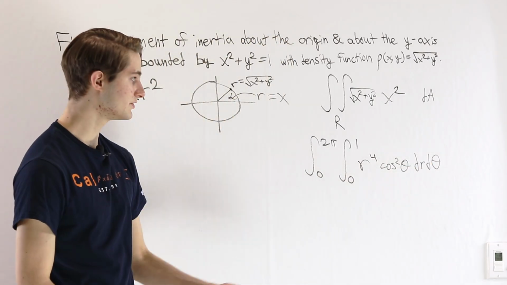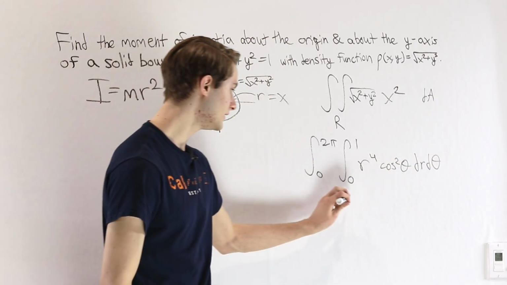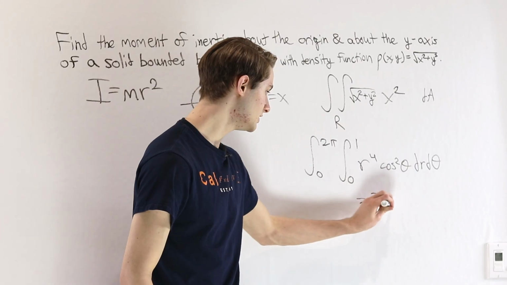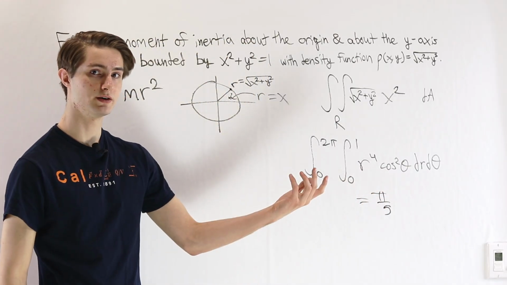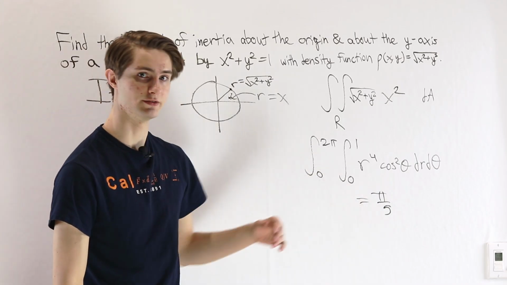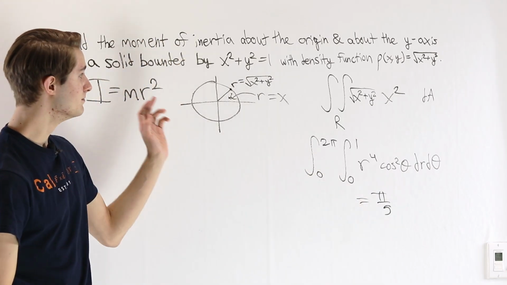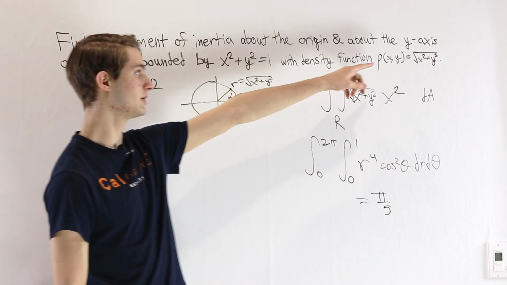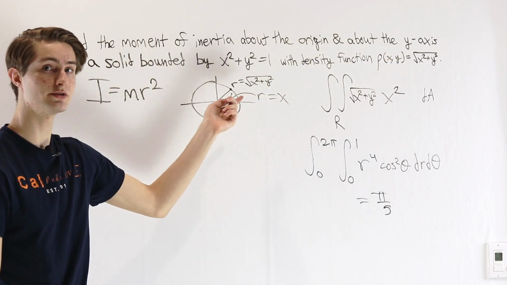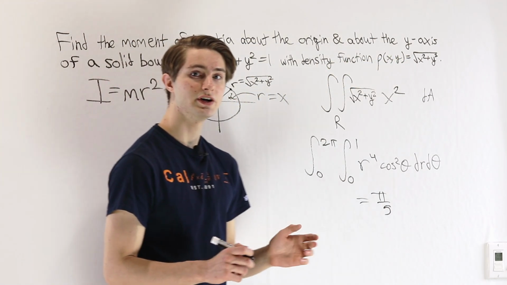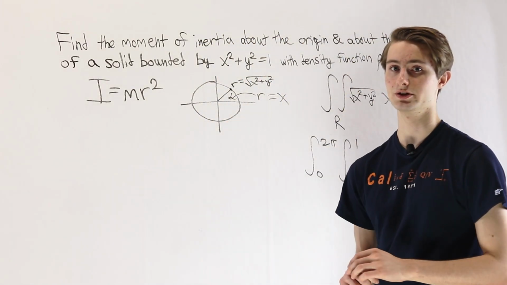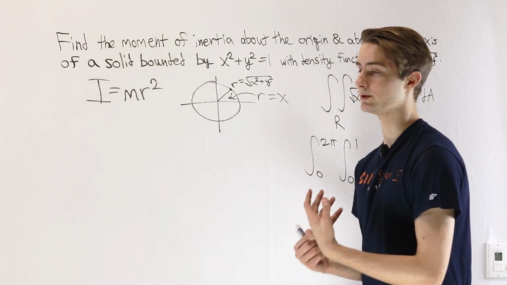And I'm not going to go through the steps of this integral in the video here, but this value is actually equal to pi over 5. So we see that before we got 2 pi over 5, this time we got 1 pi over 5. And that means that our moment of inertia is different about the y-axis than it is about the origin because of our different notion of distance. So that's how we find moments of inertia of particular solids using the idea of double integrals.